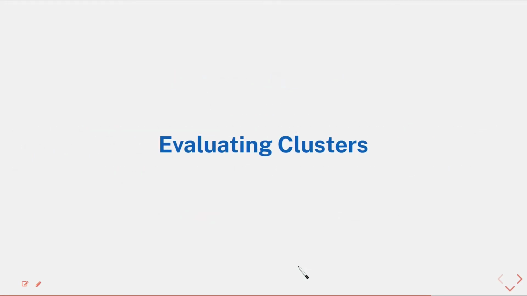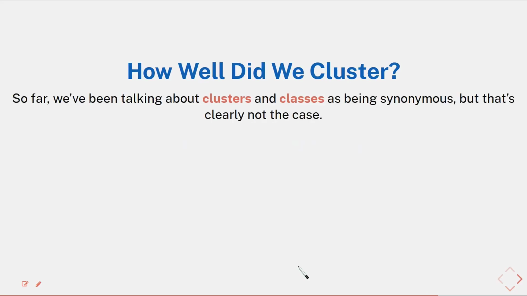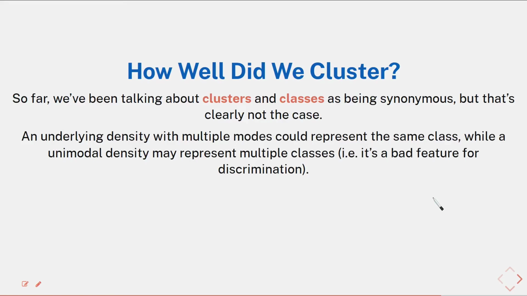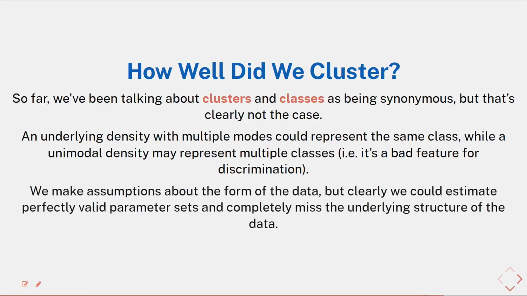Okay, let's talk about evaluation. So far, we've been talking about clusters and classes as being synonymous, but we know that that's not the case, right? In the case of unsupervised classification, you don't know which classes are associated with each sample. And so you can't really say that this is a malignant cluster and that's a benign cluster unless you know something about those data labels. An underlying density with multiple modes could represent the same class, while a unimodal density may represent multiple classes, which would mean that it's a bad feature to use for discrimination.